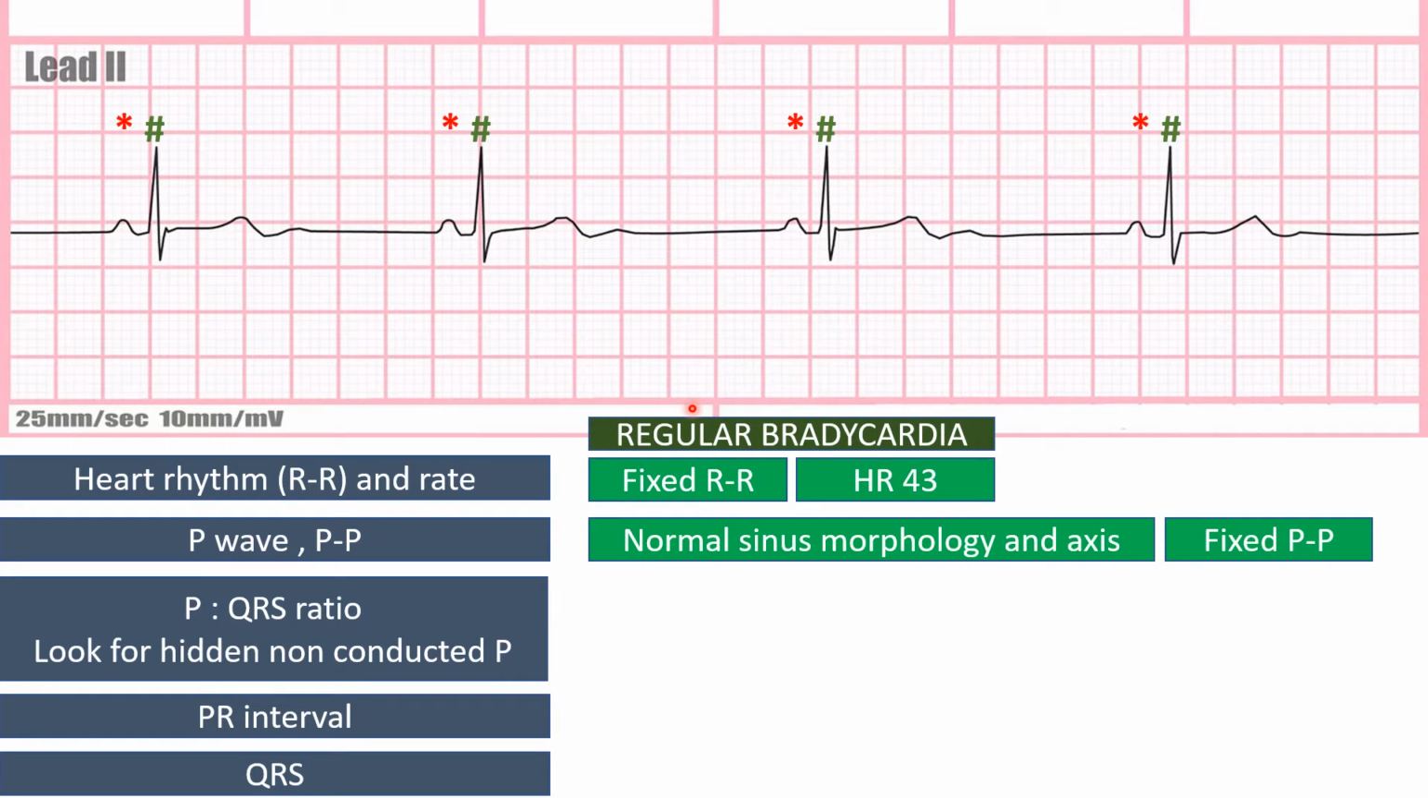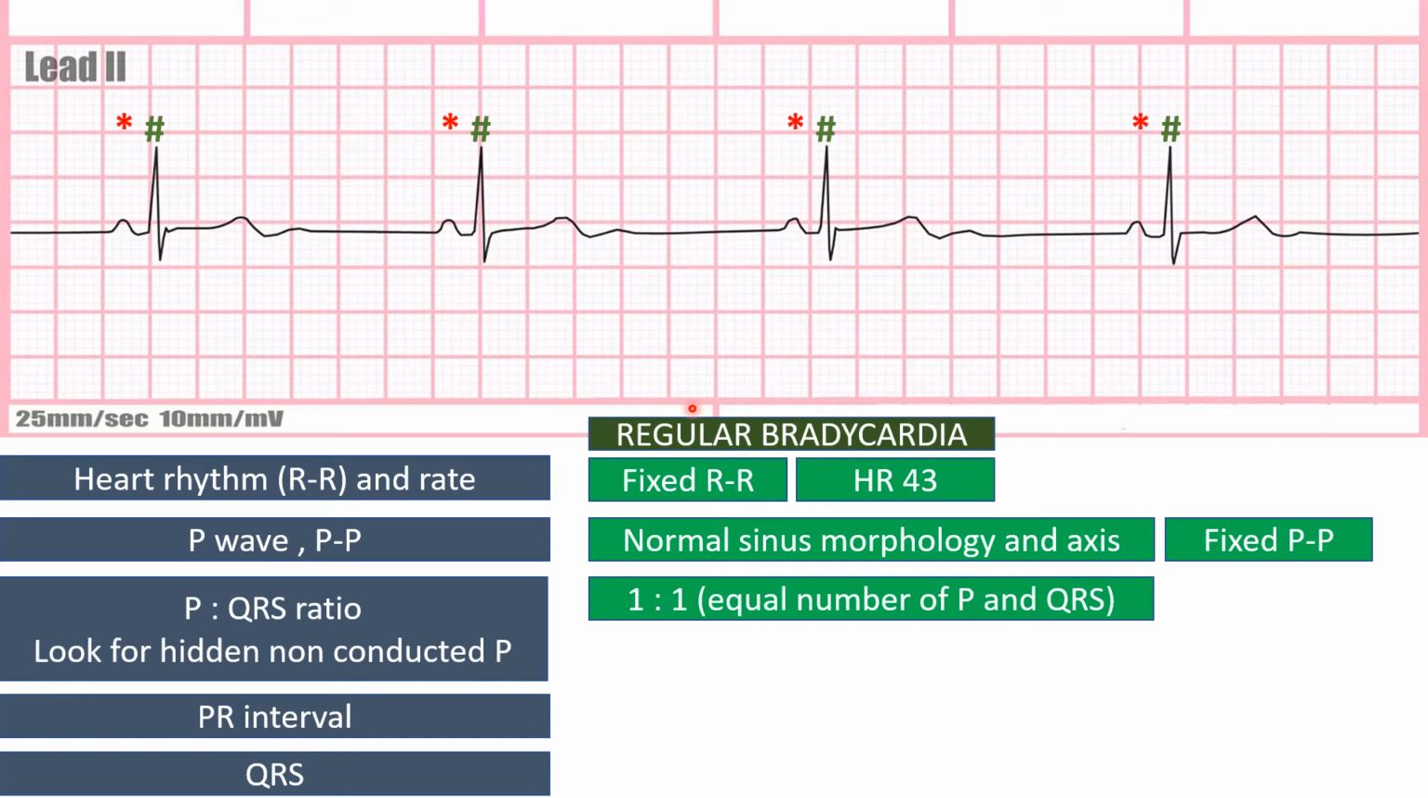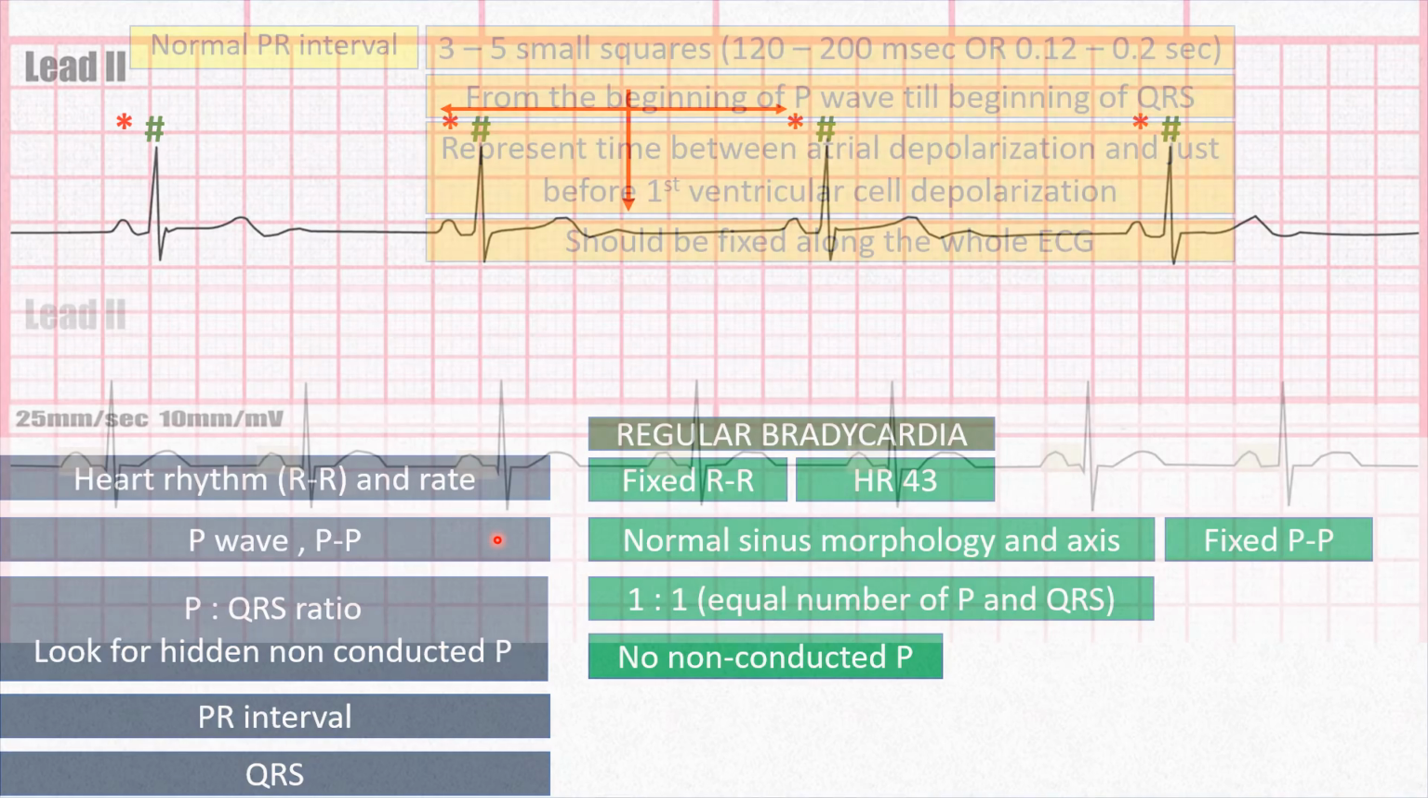But specifically in bradycardias, we have to look for hidden non-conducted P waves. How is that done? We divide the distance between any two consecutive P waves and take the point in the middle and see if this point points to any hidden P or not. If there is a hidden P, it will be in this midpoint between two P waves, but here there is no P wave in the middle. Here also. So we do this in all the ECG to exclude any hidden non-conducted P waves, and in this example we don't have any non-conducted hidden P waves.